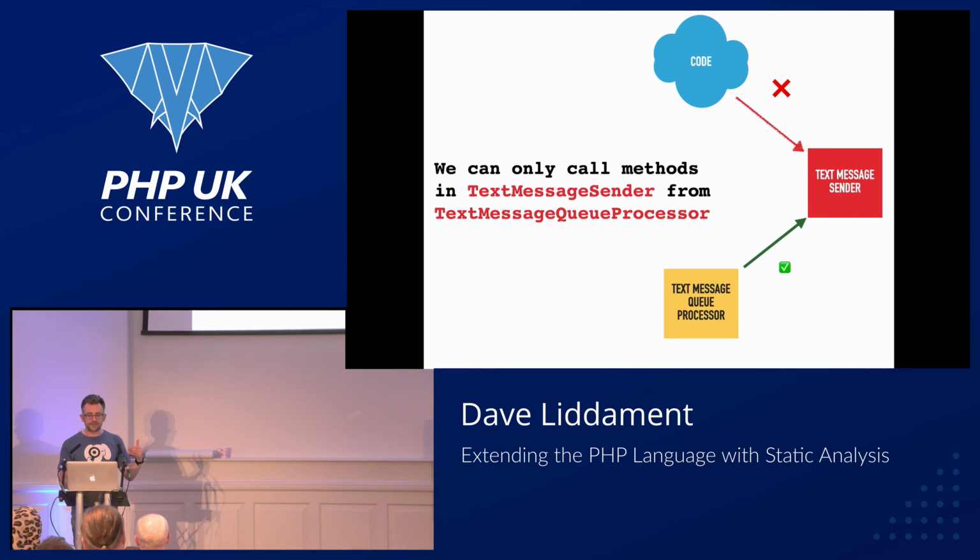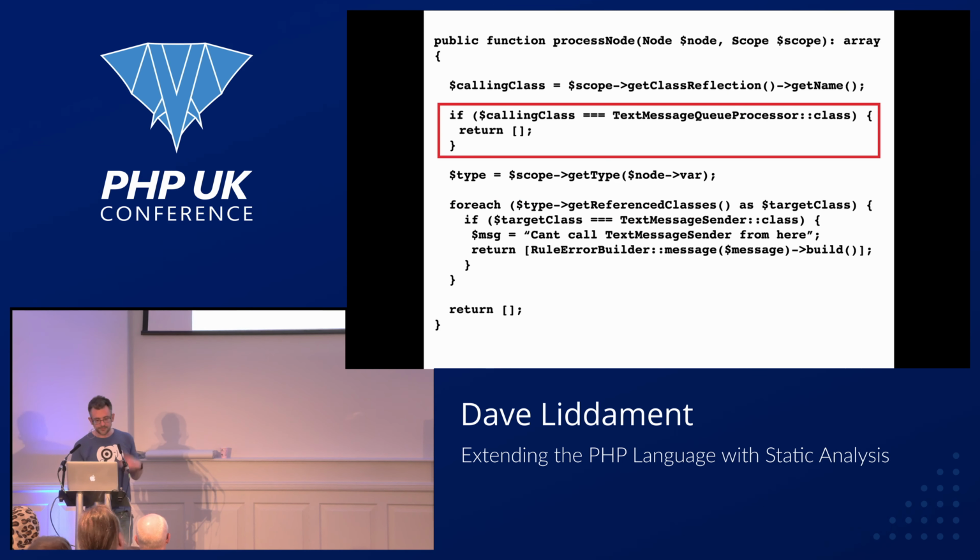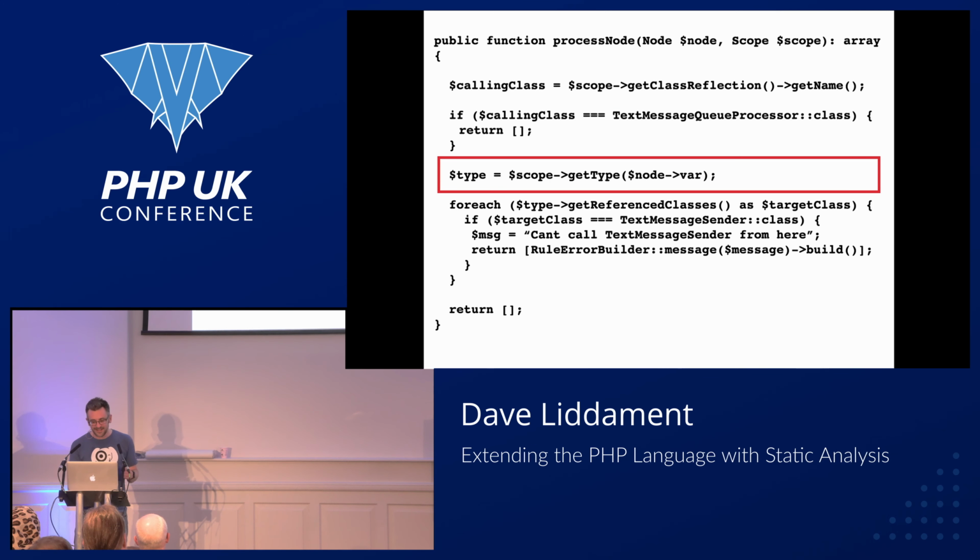Because we're only interested in finding calls to text message sender that are not from text message queue processor, if our calling class is text message queue processor, we can just exit this rule and say, there's no errors here, there's nothing to worry about. So that's this logic there. Does that make sense? That's pretty good. We are at 3 o'clock, and this is quite heavy going, I think, so well done.